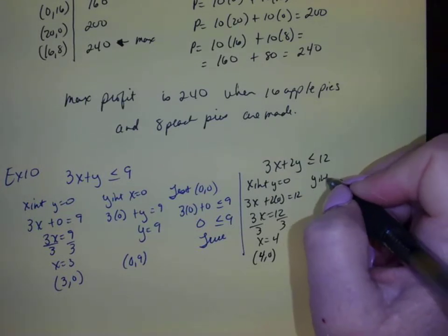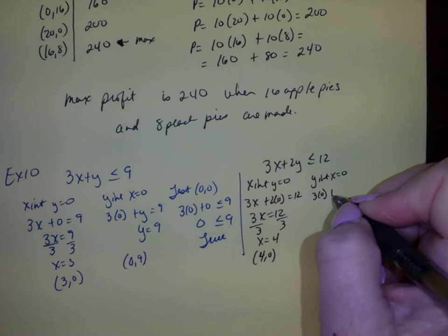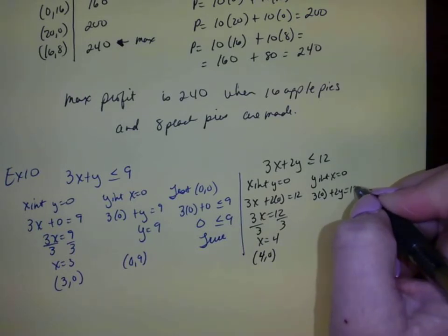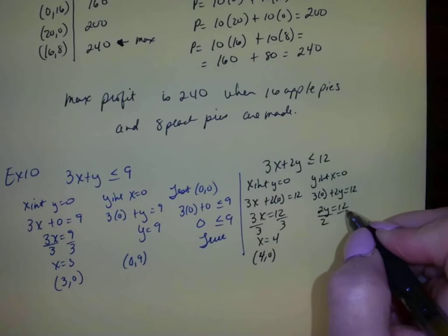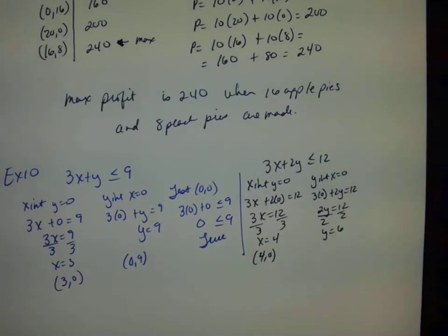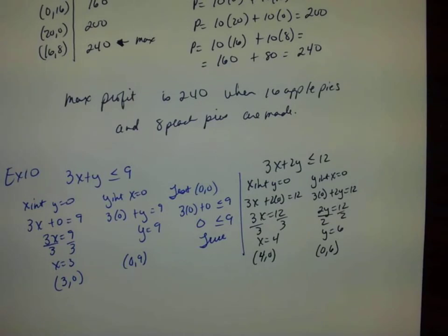Our y-intercept, where x is equal to 0, we get 3 times 0 plus 2y equal to 12. 2y equals 12. Divide by 2. Y equals 6. So this point becomes (0, 6).